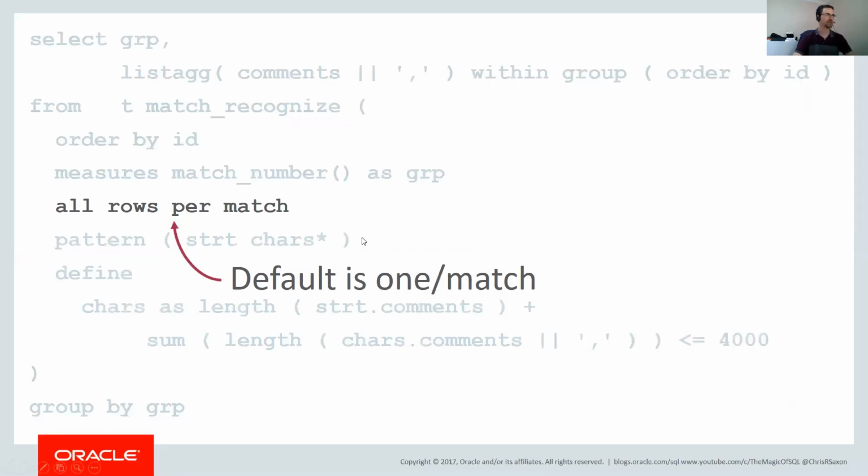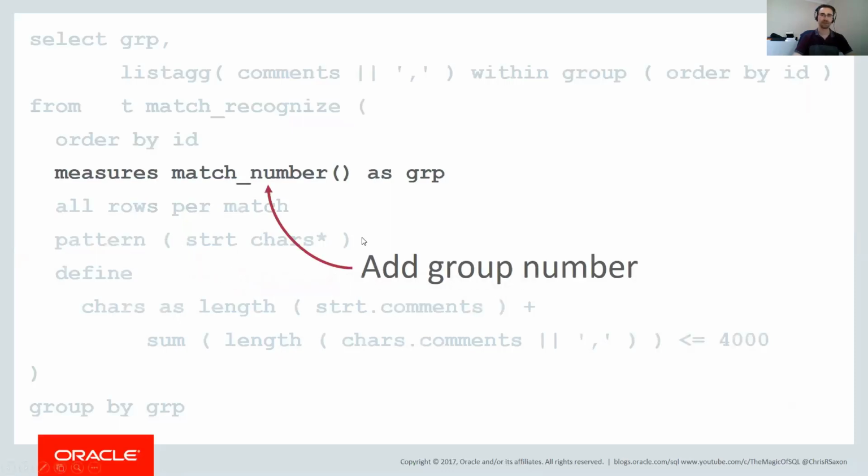Next, we want to assign a group to those. So we can do that with the match number. So this is a new function for match recognize. Starts with 1. So first row has match number, group number 1, and then all the rows until the total length of the string we found so far is 4,000 characters also have the group 1. As soon as we go past 4,000 characters, the next row is group 2, and so on.